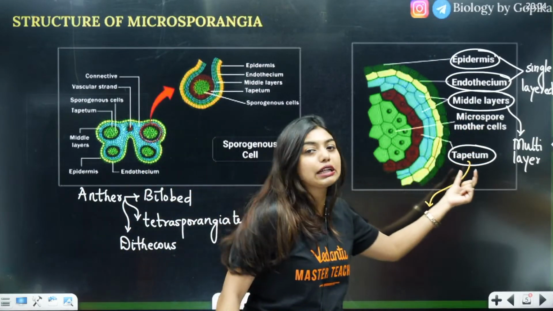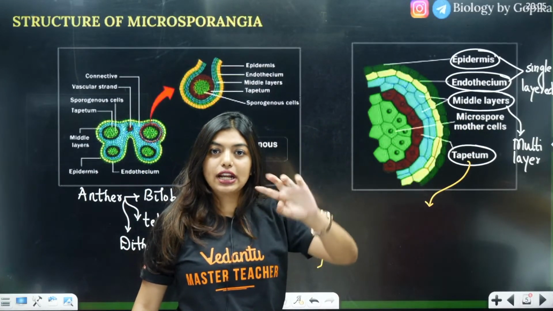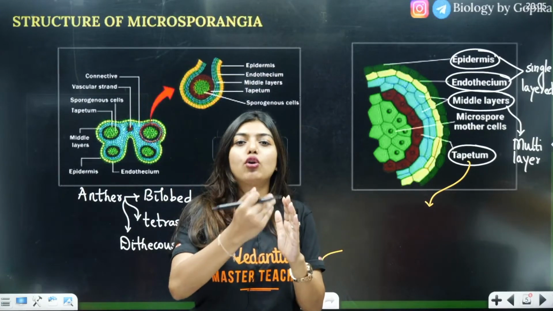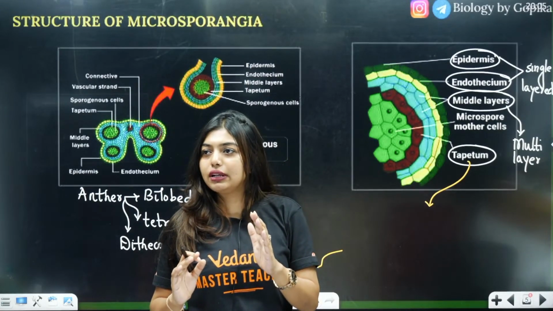Remember that tapetum is binucleated or multinucleated. That means they have more than one nucleus. Clear? More than one nucleus.